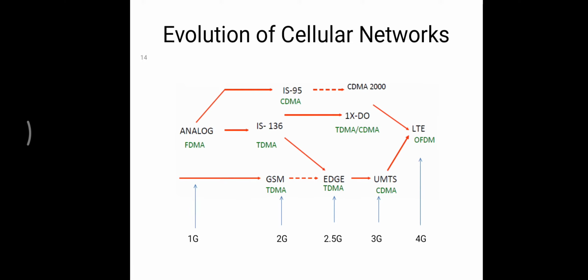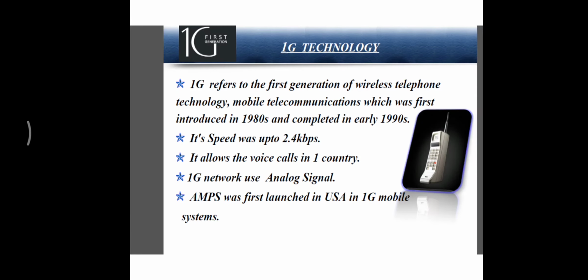So today we see the evolution of cellular networks, starting from first generation to fourth generation. First of all, we see about the first generation. First generation refers to the generation of wireless telephone technologies, mobile telecommunication, which was first introduced in the 1980s and completed in the 1990s.